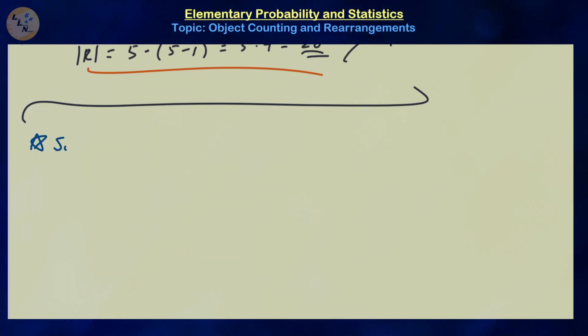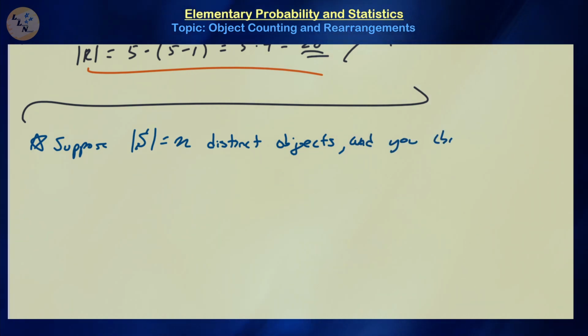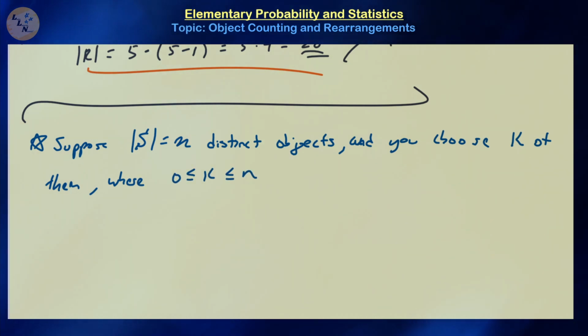Alright, so let's suppose that the size of S is equal to n, and let's assume that these are n distinct objects, and you choose k of them, where, of course, k must be greater than or equal to 0, and k should be less than or equal to n. And let's assume this choice is without replacement again.